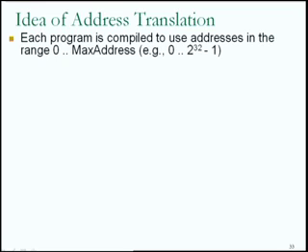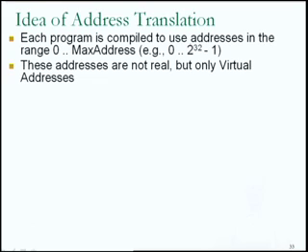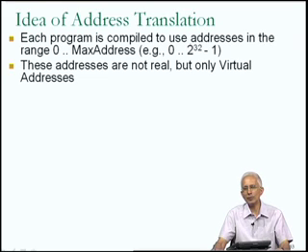So each program could be compiled to use addresses which are in the range of 0 up to the maximum address. In our example, 0 up to 2 power 32 minus 1. But these addresses need not be considered as actually being memory addresses. We could actually view them as being fictitious or virtual addresses. Remember, our objective is to try to provide one program protection from another program.